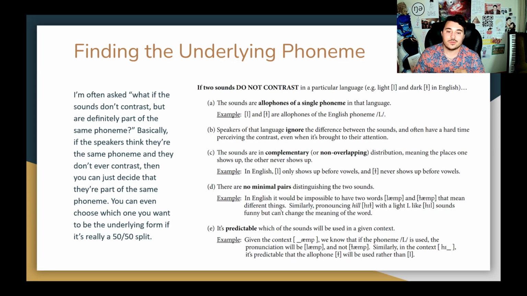Now, you might be asking, what if the sounds don't contrast but are definitely part of the same phoneme? There are some specific rules here which are pretty important, but basically if the speakers think they're the same phoneme and they don't ever contrast with each other, there's no conflict, then you can just decide that they're part of the same phoneme. And if it's really 50-50, you can even choose which one is the underlying form, which one defines the phoneme. But that's only if it's really a 50-50 split. If you can't make up any excuse for one of them to be the elsewhere, then you can choose, and you can say that the people have decided that they're part of the same phoneme.